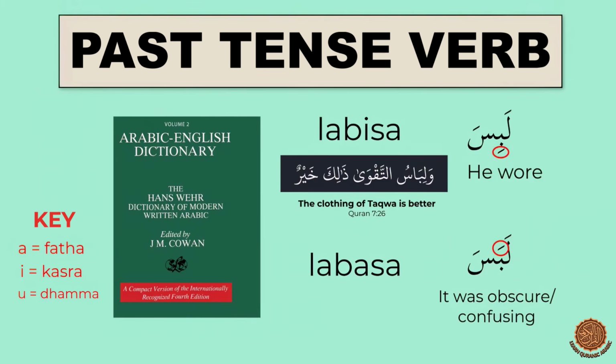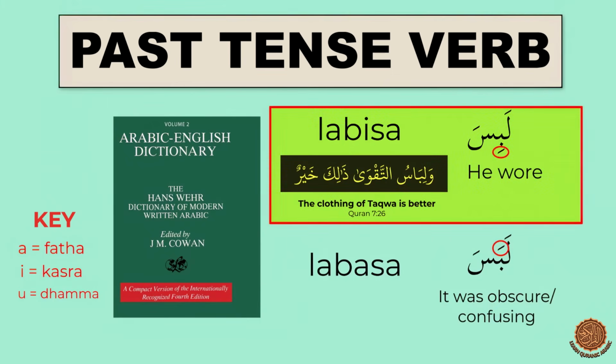Now, if you were to go to the Hans Wehr Dictionary and look up this entry, you will only find lebise. It doesn't mention there is a different verb form for each of these meanings. Both meanings are mentioned in the dictionary, but under one verb form. The reason for this is that the Hans Wehr Dictionary is a dictionary of modern standard Arabic, not Quranic Arabic. So I just wanted to mention that point and highlight a limitation of this dictionary.